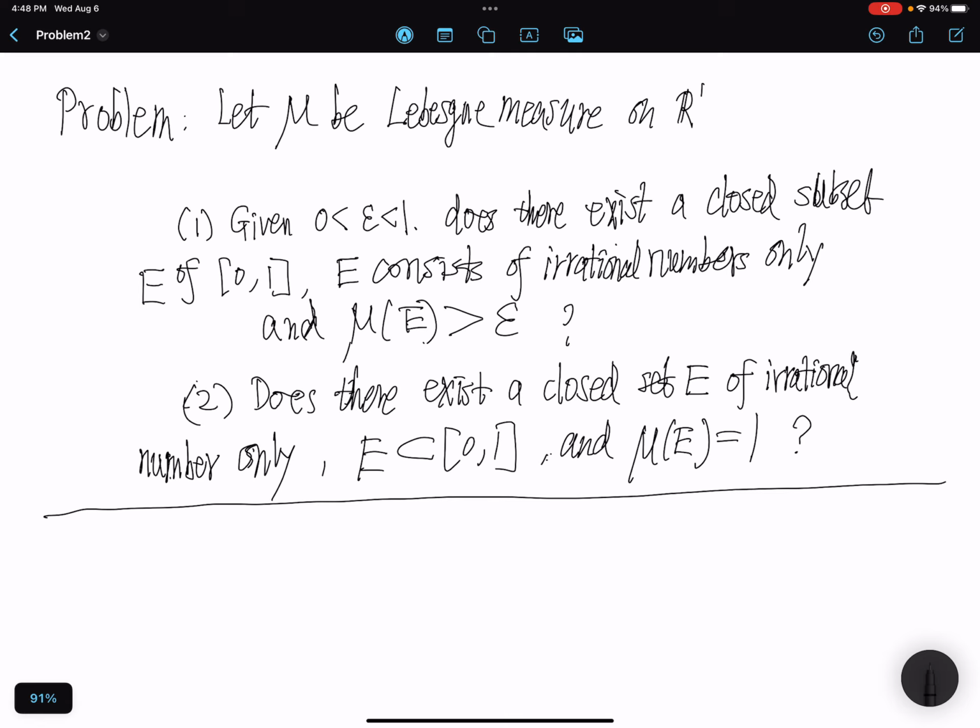Second one is, does there exist a closed subset E of irrational numbers only, with E a subset of [0, 1], and the measure is 1? Pause the video if you want to think about it.